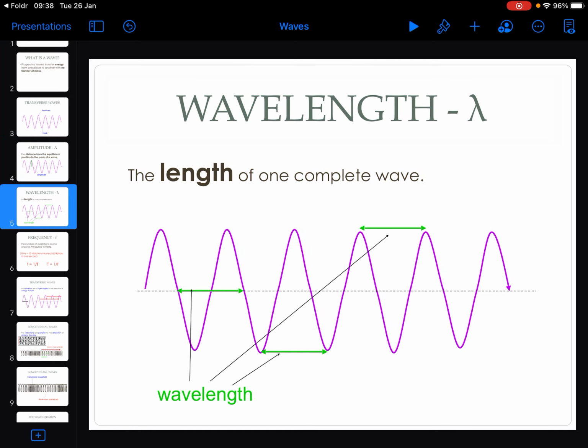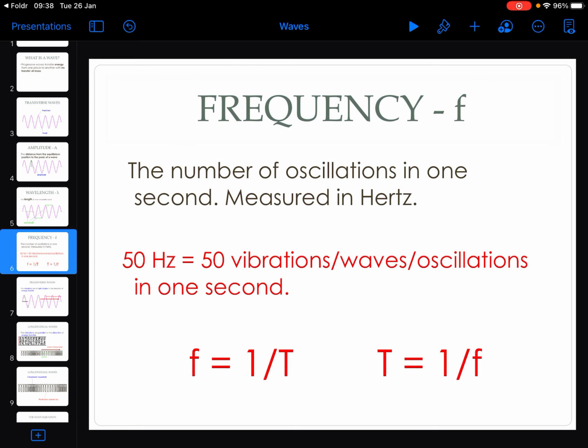Wavelength, shown by the Greek letter lambda, is the length of one complete wave. So distance peak to peak, or trough to trough, or equilibrium position to the same equilibrium position. Frequency, the number of oscillations in 1 second, measured in hertz. 50 hertz is 50 vibrations or waves or oscillations in 1 second.